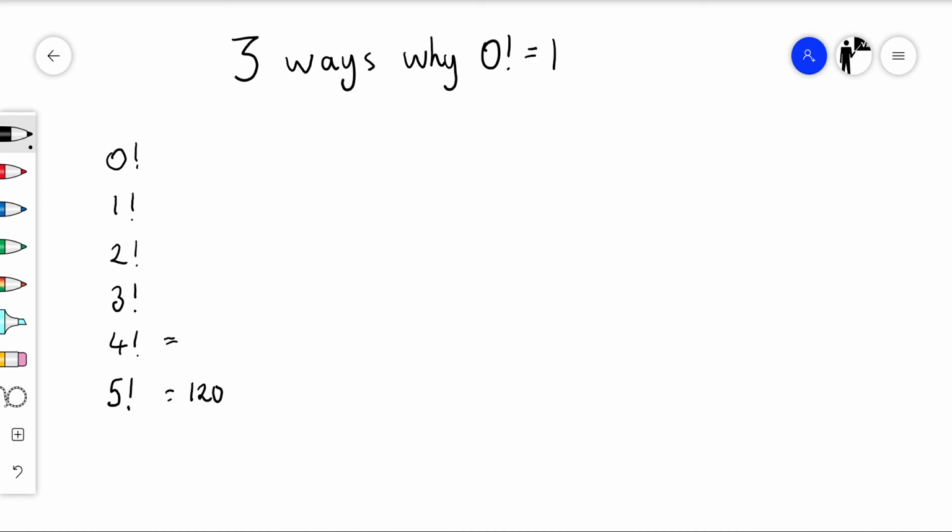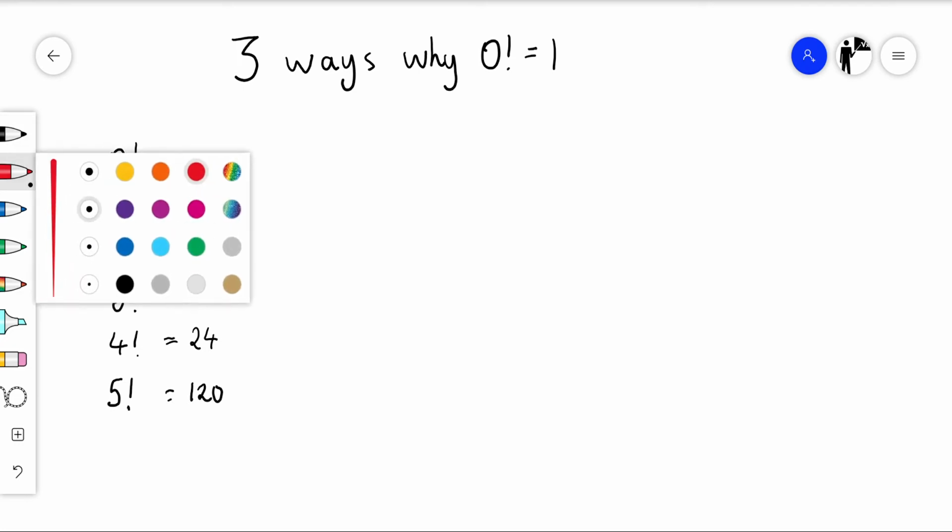4 factorial would be 4 times 3 times 2 times 1. So that's 24. 3 factorial would be 3 times 2 times 1. 2 factorial, 2 times 1. 1 factorial, 1 times 1. Is there a pattern? Well, of course there is a pattern.